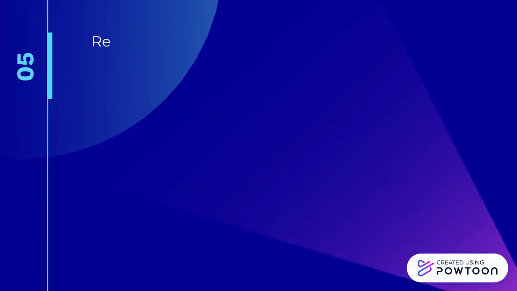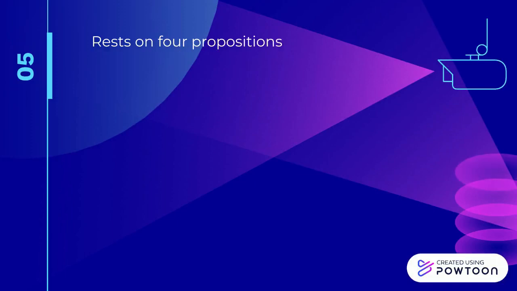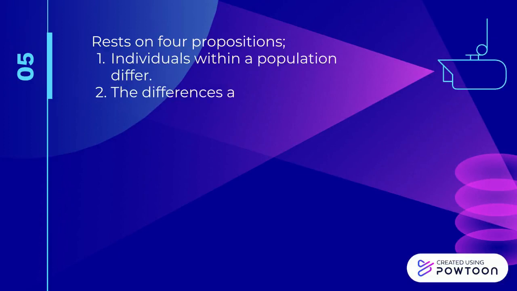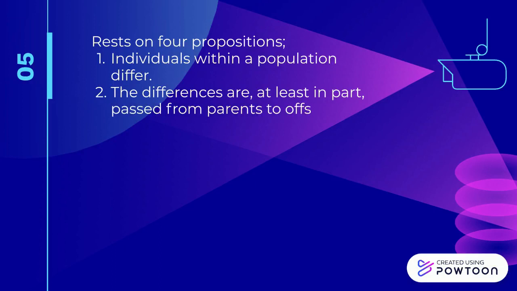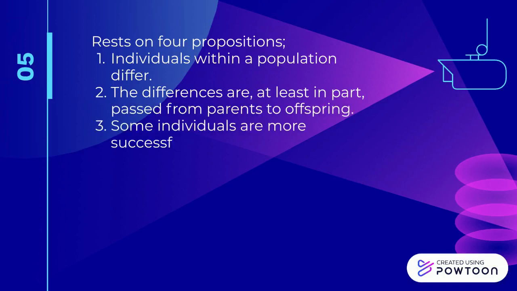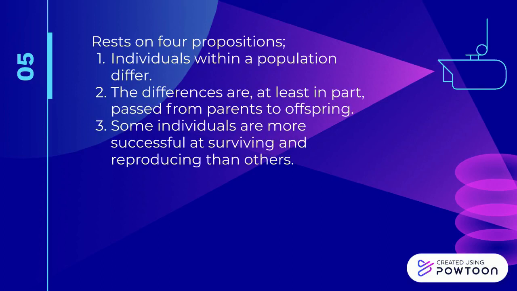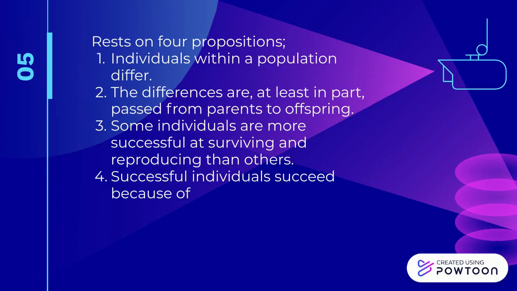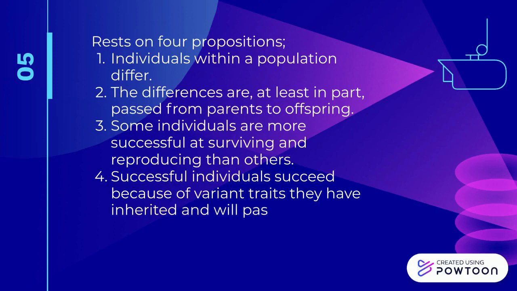Rests on four propositions. Number 1, individuals within a population differ. Number 2, the differences are, at least in part, passed from parents to offspring. Number 3, some individuals are more successful at surviving and reproducing than others. Number 4, successful individuals succeed because of variant traits they have inherited and will pass on to their offspring.